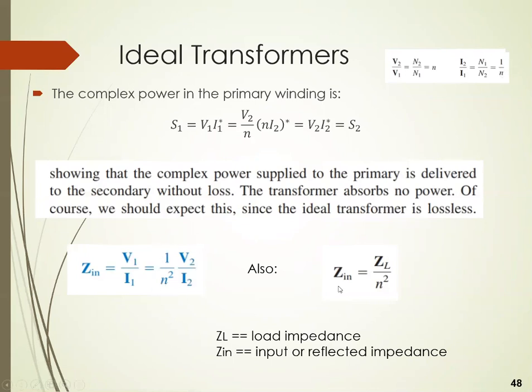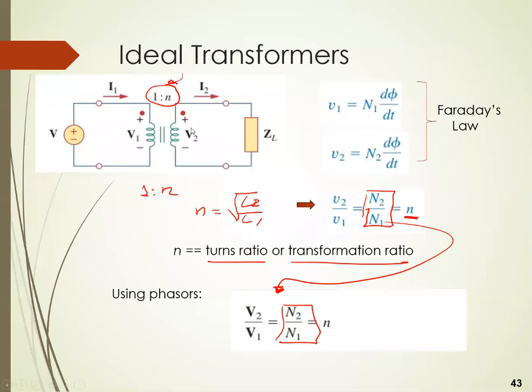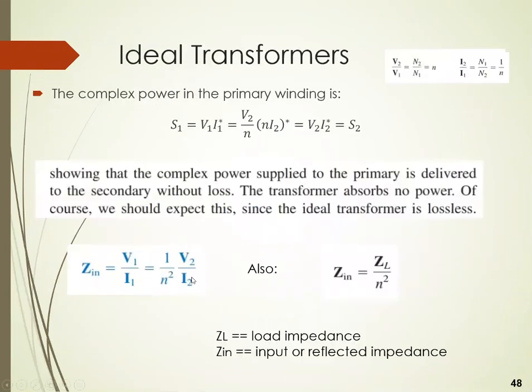And so what that means is that the input impedance, and of course V2 over I2, looking back at our model, V2 over I2 is our load impedance, right here. So that means that the input impedance is equal to the load impedance divided by the square of the turns ratio. And again, this Zn is called the input impedance or the reflected impedance also. The reflected impedance.